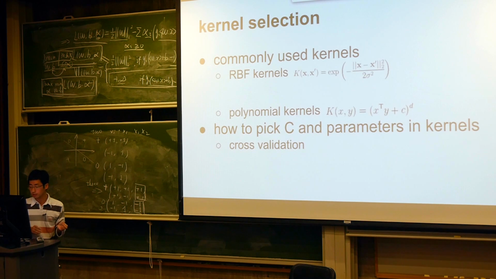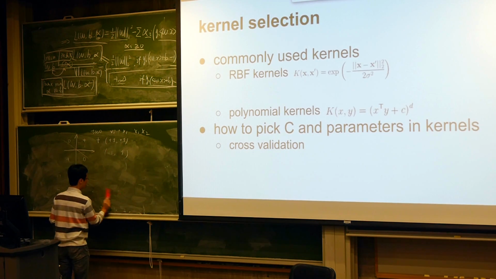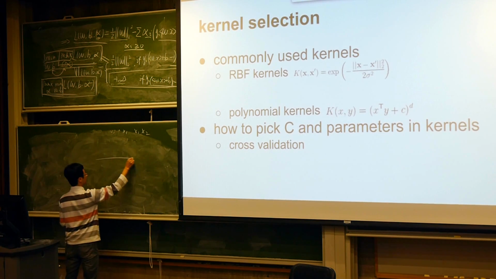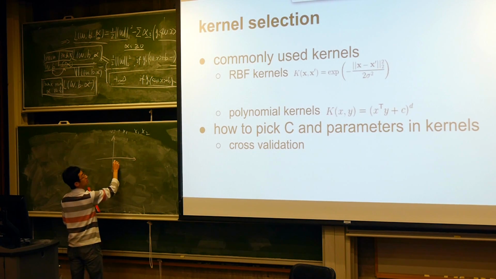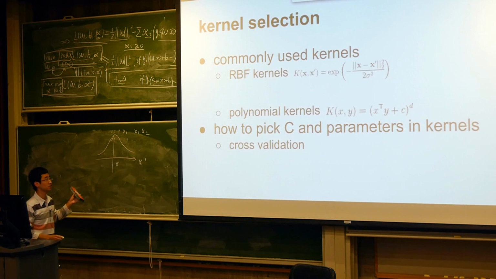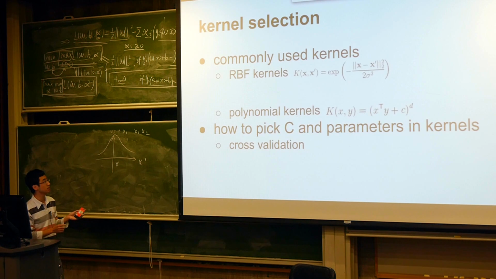The commonly used kernels are the RBF kernel and the polynomial kernel. For the RBF kernel, basically, this is a Gaussian function. This is x prime. It looks like this. This is a Gaussian function. Basically, this means that if two points in the Euclidean space are far away, then this kernel value is small. If they're close, then this kernel value is big. So this is the meaning of the RBF kernel.